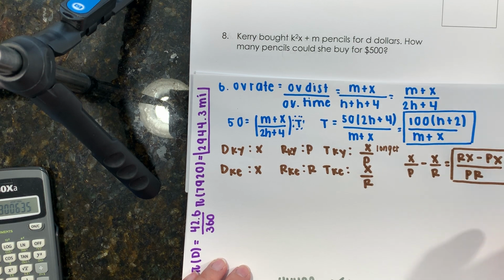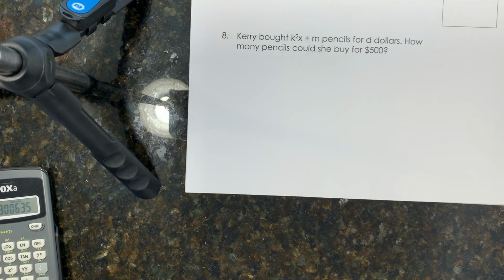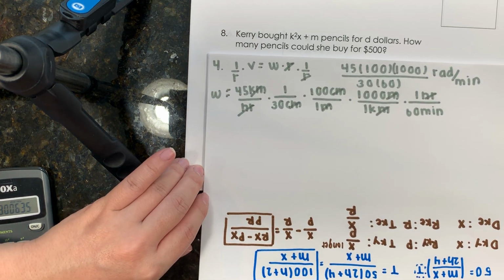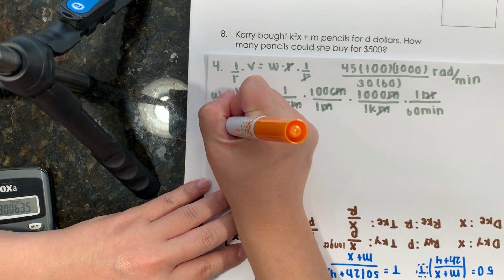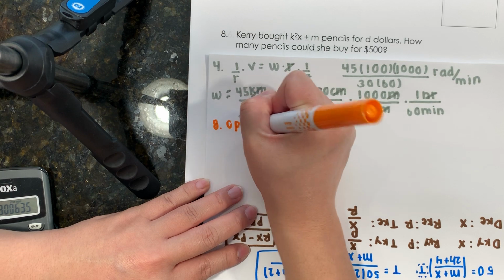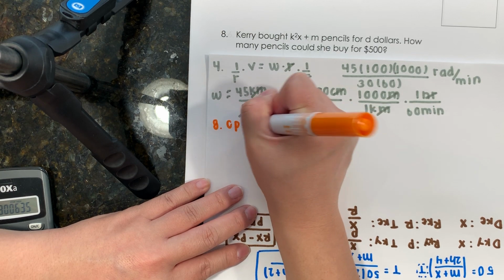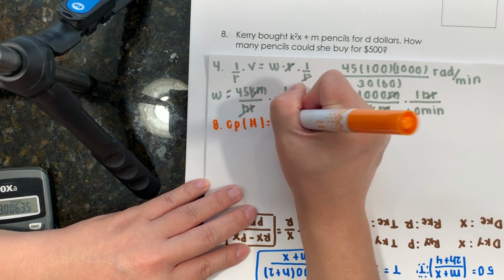Moving on to number 8. So for number 8, it says Carrie bought K squared X plus M pencils for $D. How many pencils could she buy for $500? Well, I have this equation. It's cost per item for number 8. Cost per times the number of items equals the amount spent.